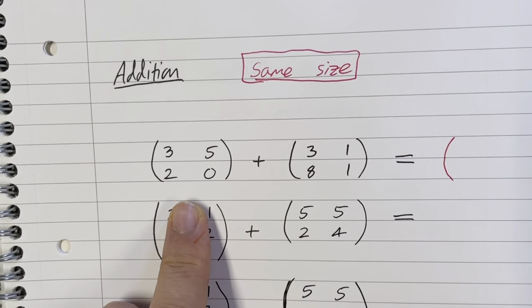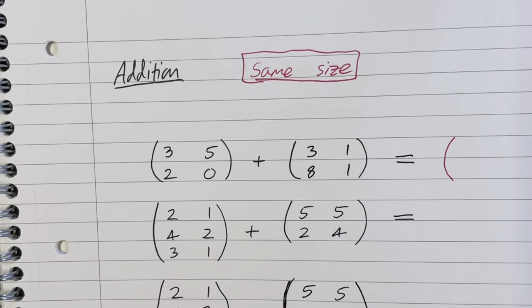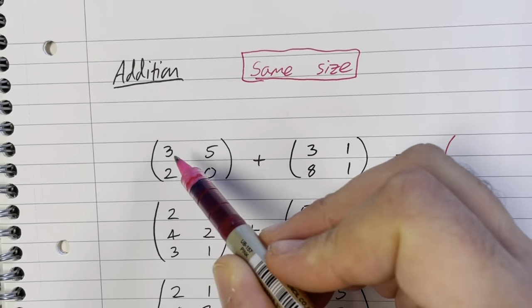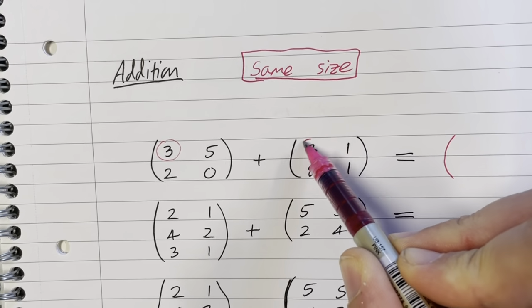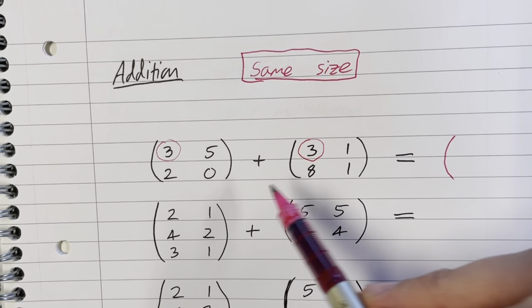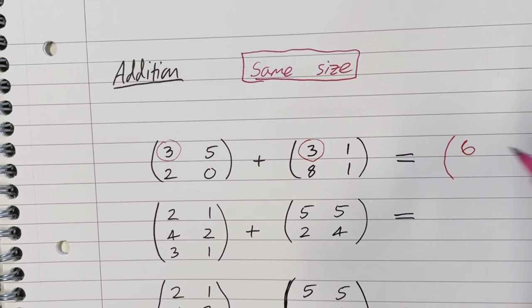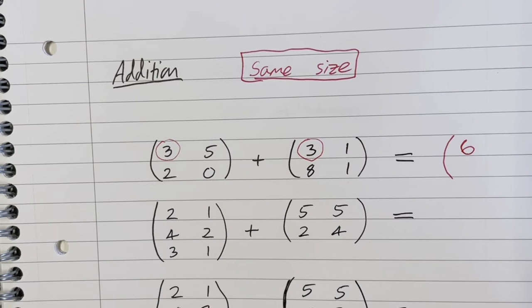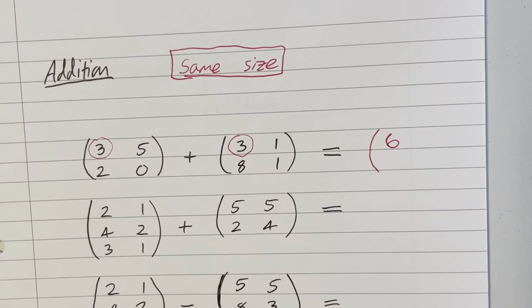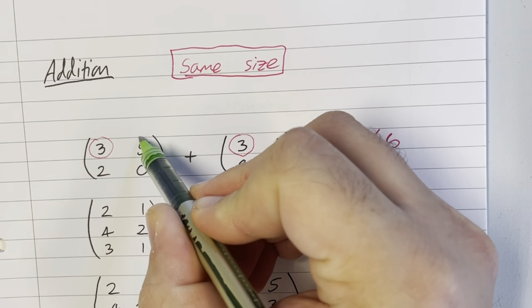And intuitively, you might be correct as to how you think we would add them together. We just take the element in their respective positions and we add them. So 3 plus 3 is 6. So a 6 gets put in that top left position, and then we do the same here.